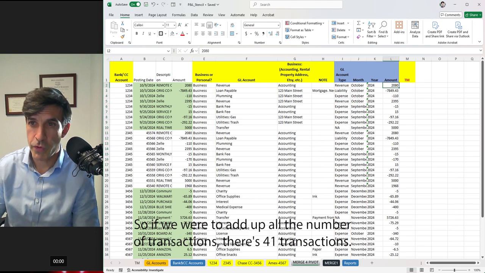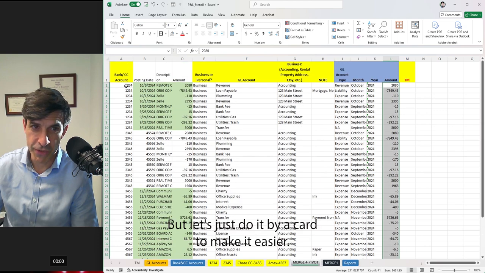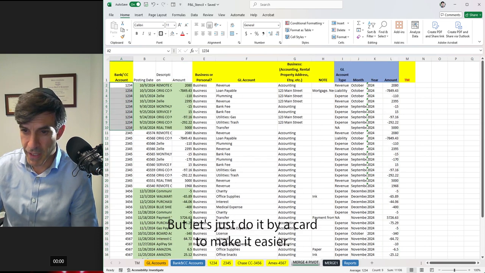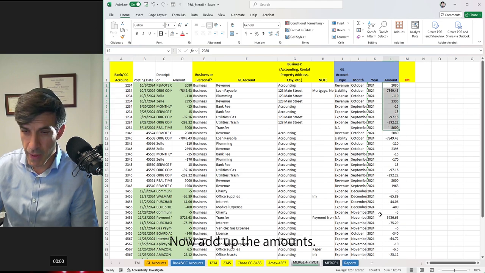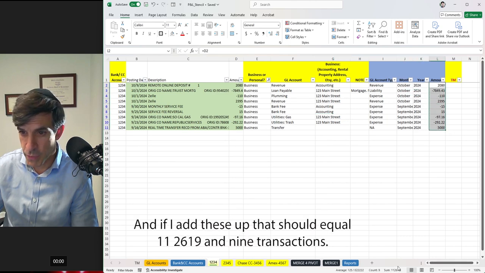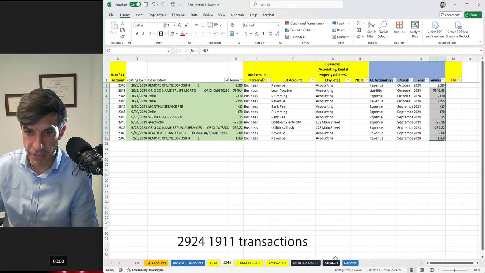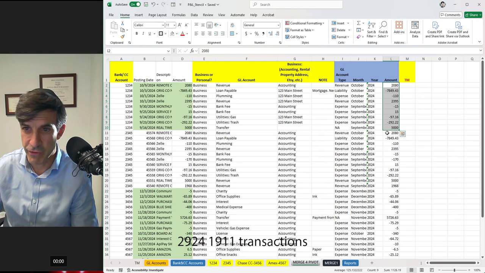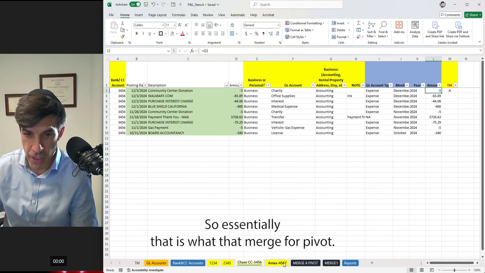So if we were to add up all the number of transactions, there's 41 transactions. Well, let's just do it by card to make it easier. These are 9 transactions, and I'll add up the amounts. This is 1126.19, and if I add these up, that should equal 1126.19 and 9 transactions, just so we can see that we have completion. Here, 2924.19, 11 transactions. Okay, so essentially that is what that merge for pivot is.